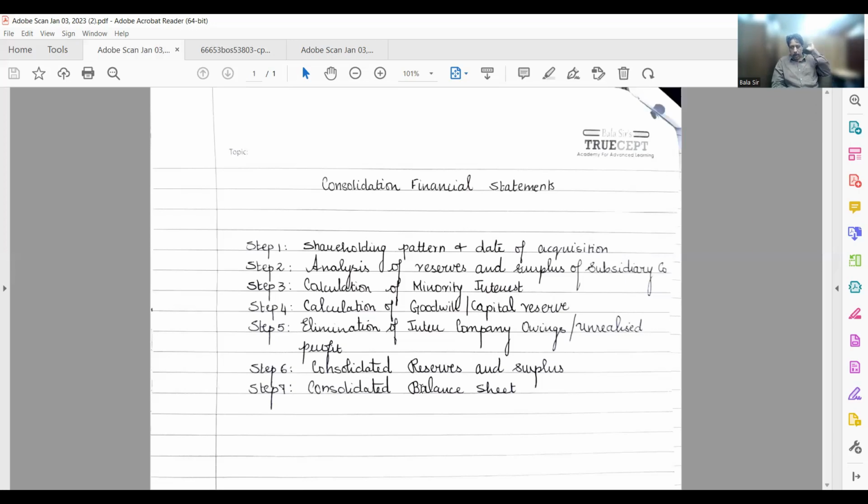Remember, step number 4 is something which is calculated on the acquisition date. And then step number 5, what happens at the year end?